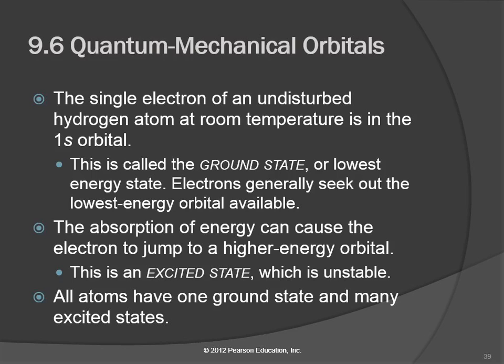Input of energy, you zap it with some electricity. It gets excited, it goes to a higher level, but it can't stay there, and so it will come back down. So it can go to an excited state, but it's unstable, and then it'll go back to the ground state. All atoms have one ground state and multiple excited states, because you could excite that one electron to the second level, or the third, or the fourth, or the fifth, and when you get more than one electron, you've got all kinds of possibilities.